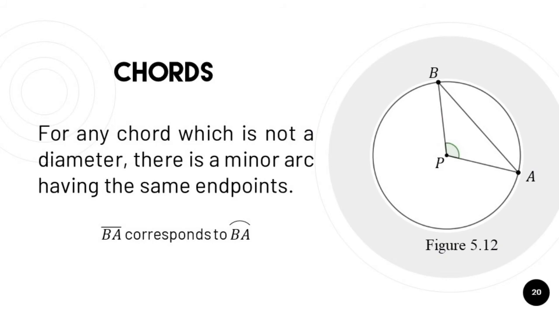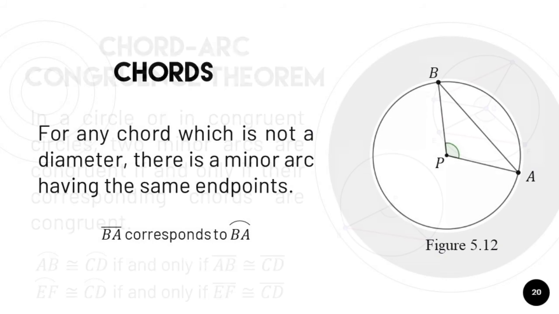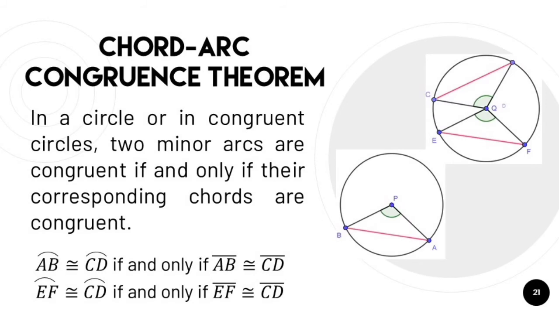Next set of theorems will now be about the chords of a circle. For any chord which is not a diameter, there is a minor arc having the same endpoints. In figure 5.12, the chord BA corresponds to arc BA. This idea will be the starting point of the theorems on chords that will be discussed further.